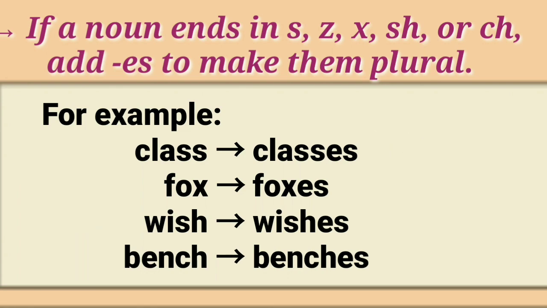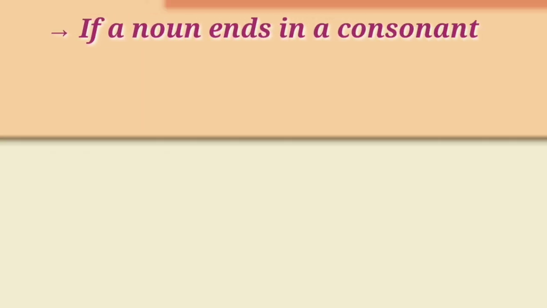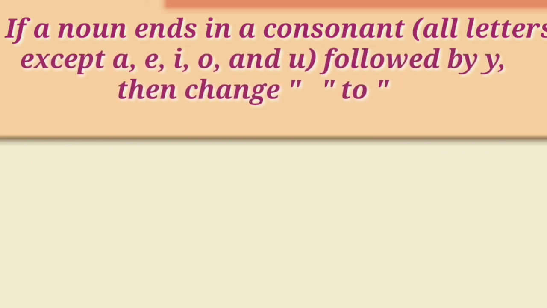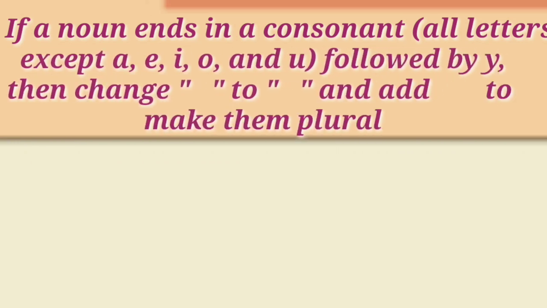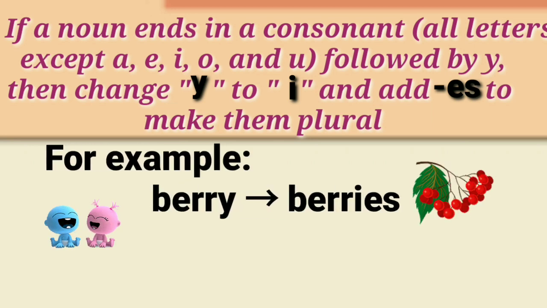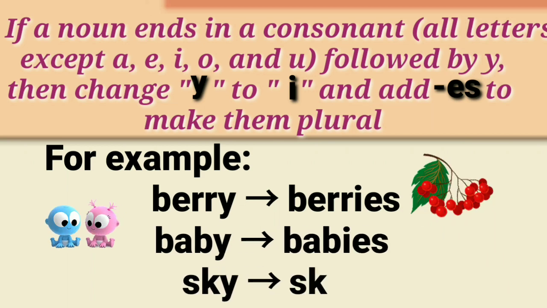Rule number 3 for regular plural nouns. If a noun ends in a consonant, all letters except a, e, i, o and u, followed by y, then change y to i and add es to make them plural. For example, berry, berries; baby, babies; sky, skies.